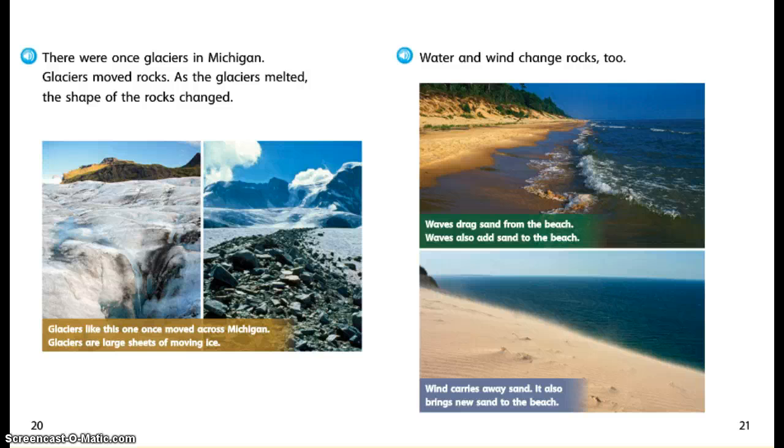There were once glaciers in Michigan. Glaciers moved rocks. As the glaciers melted, the shape of the rocks changed. Glaciers like this one once moved across Michigan. Glaciers are large sheets of moving ice.